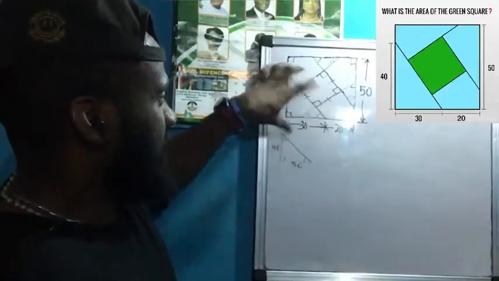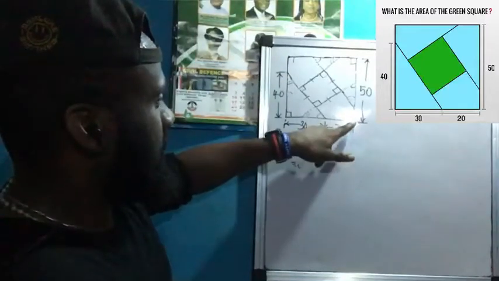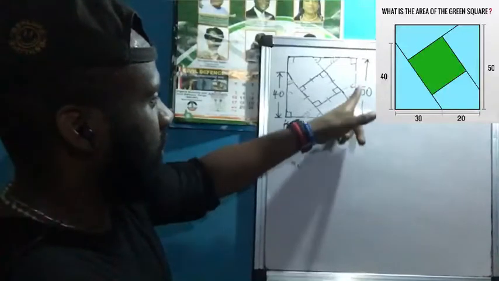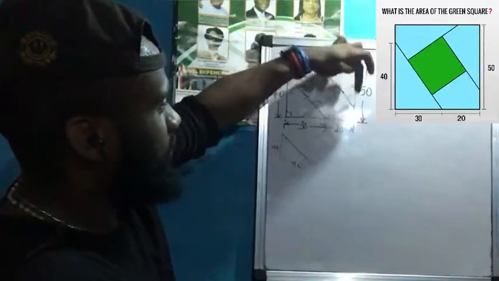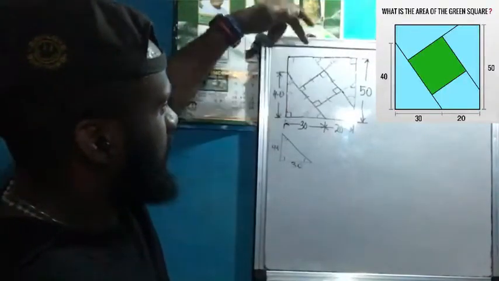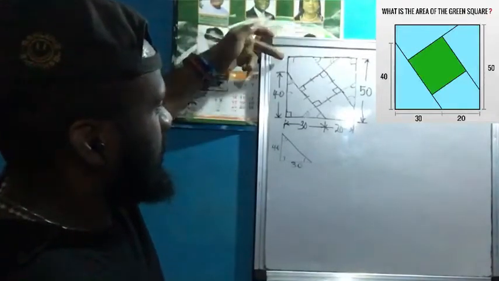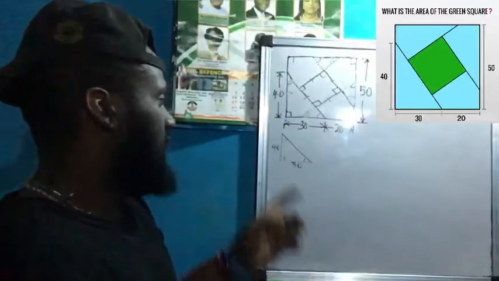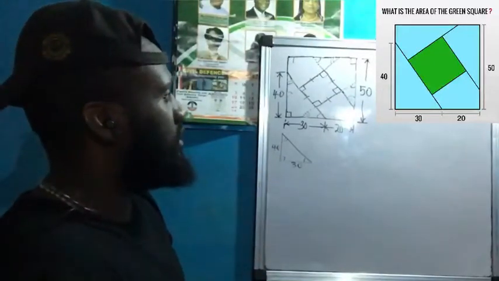So with the 90-degree rotation, it means that this side for this right angle triangle will be 40, while this side will be 30. Then this side will be 40, while this side will be 30 for this one. Then this side will be 40, while this side will be 30 for this one. So you have this.